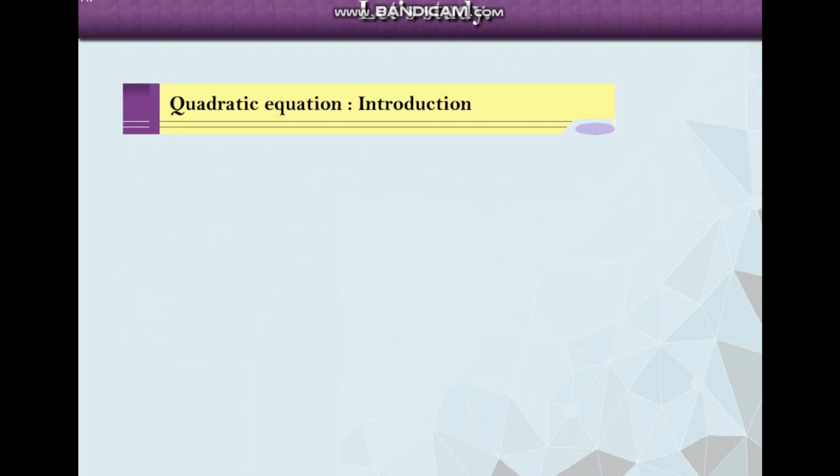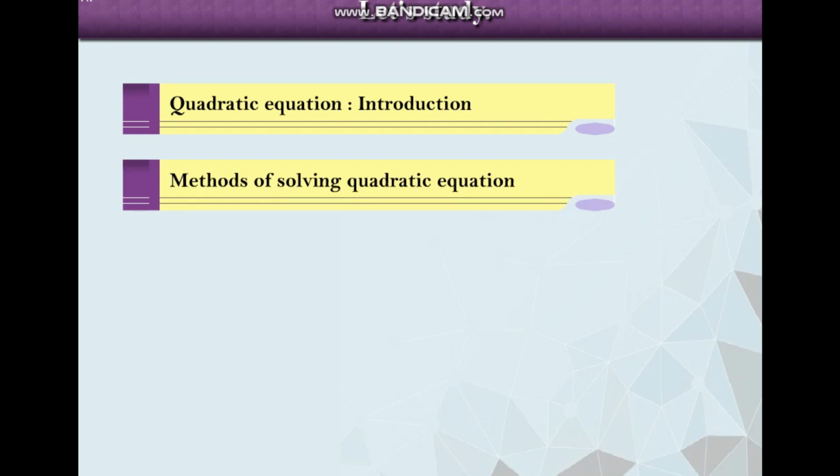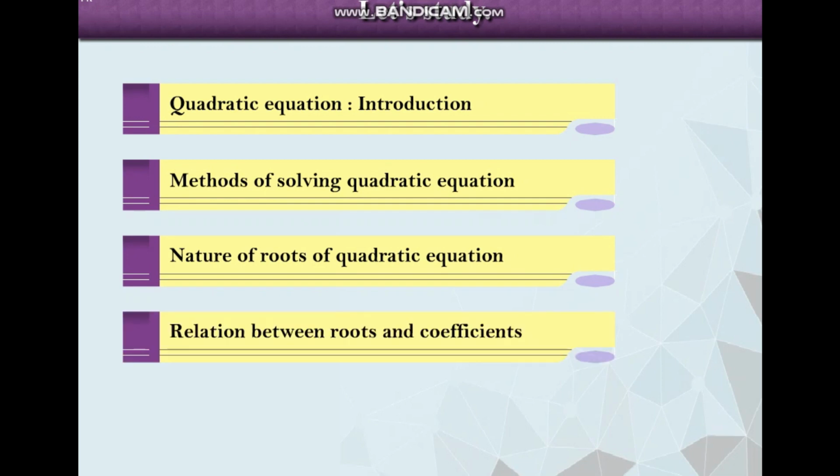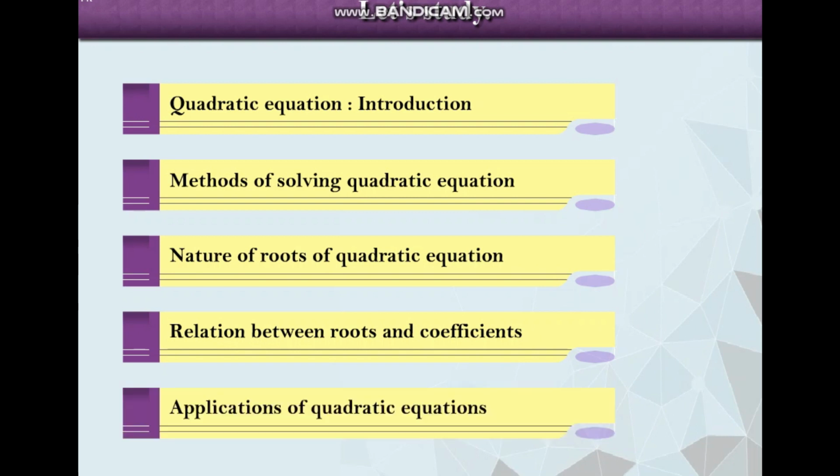Let's study: Quadratic Equation Introduction. Methods of solving quadratic equation. Nature of roots of quadratic equation. Relation between roots and coefficients. Applications of quadratic equations.